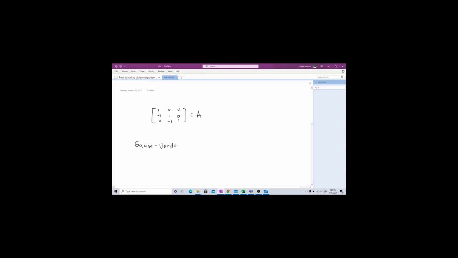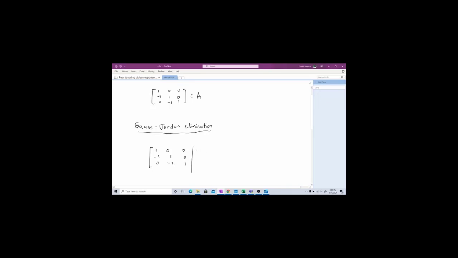Gauss-Jordan elimination. And you may have seen this method already. It's a really common method to basically solve systems of equations pretty quickly by hand. So what we do is, first of all, we're going to do the left bracket. And then we're going to write out the matrix. 1, 0, 0, negative 1, 1, 0, 0, negative 1, 1. And then we're going to draw a vertical line.